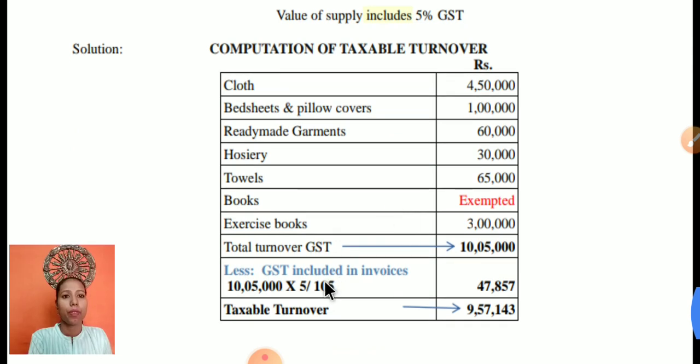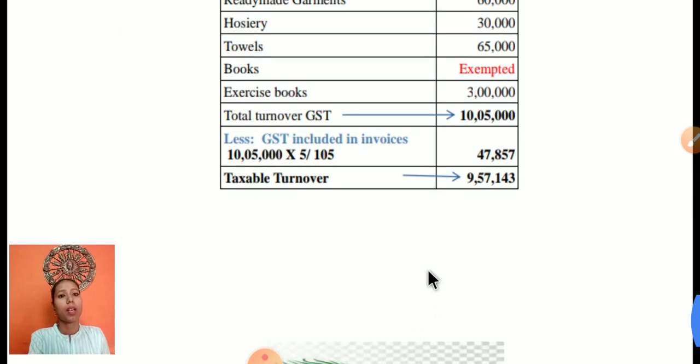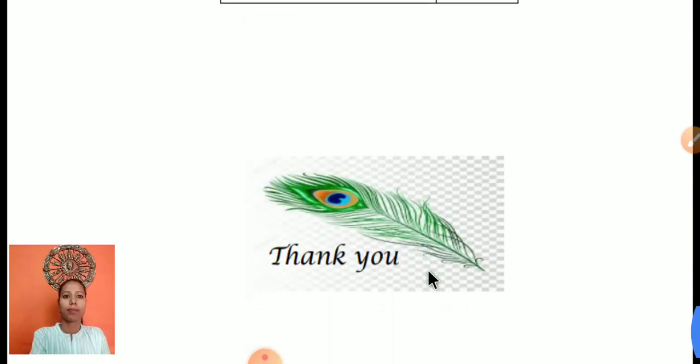So 10,05,000 into 5 divided by 105. 100% including 5% GST. You have to add 5%. 100 plus 5, 105. Divide and you will get this much amount, 47,857, and deduct it, you get the taxable turnover. You can also apply on the above GST. Okay. Thank you.